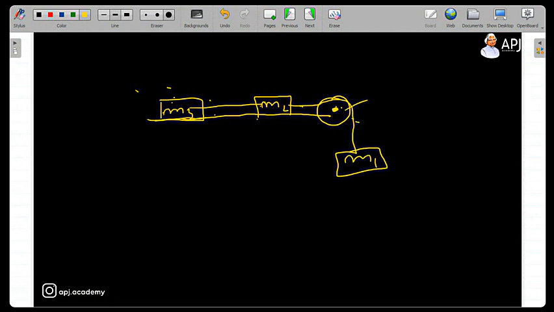This is a pulley. Okay, this is a table. On the top of the table, two blocks are kept. There's one block of mass M2, the other block is of mass M3, and from this pulley, another block of mass M1 is hanging.